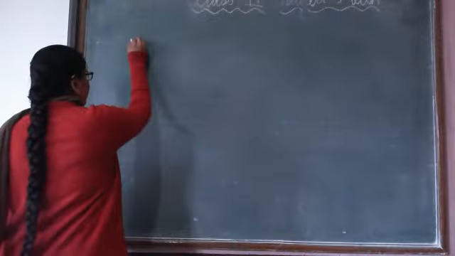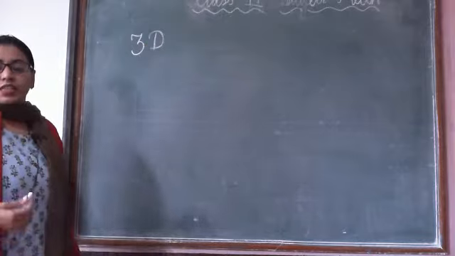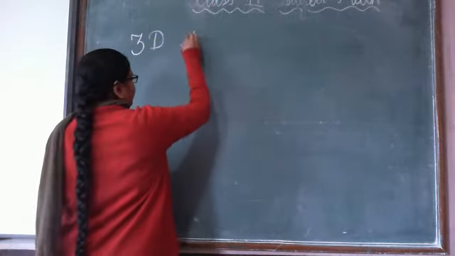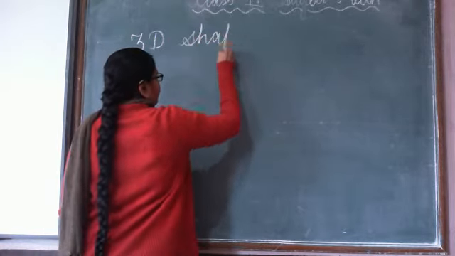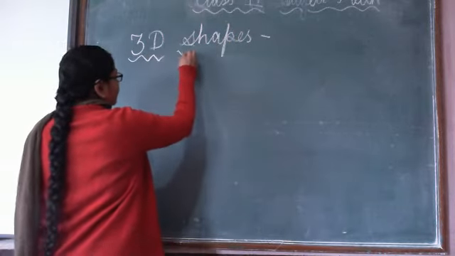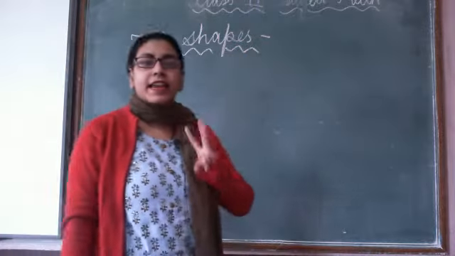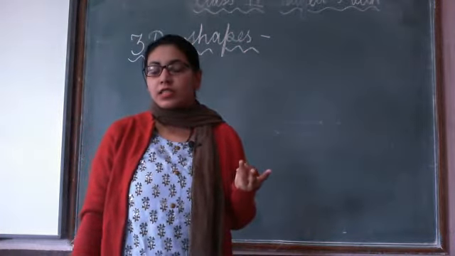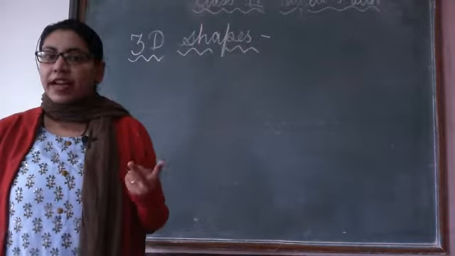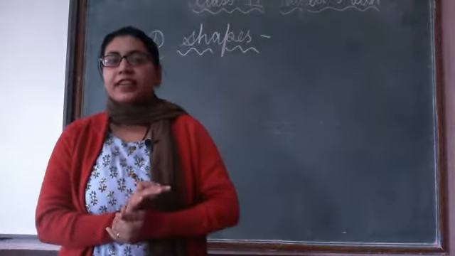We are going to learn about 3D shapes. We had learned that 3D means 3-dimensional. What are those? Length, width and height. And what are the examples of 3D shapes?